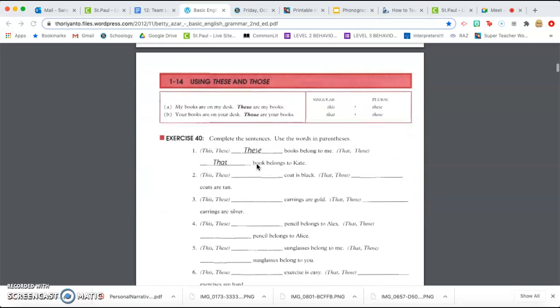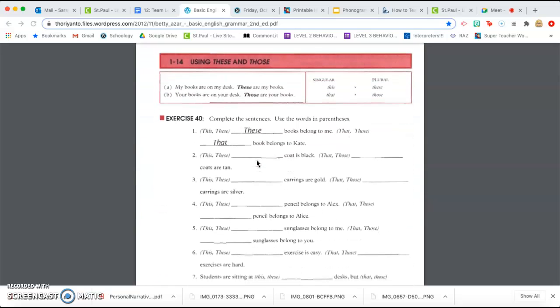Now we're going to add to this using these and those. So we're going to talk today this and that, these and those. These is sort of like the plural of this. My books are on my desk. These are my books. We use these when we're talking about more than one thing. Remember, this is singular. This is my book. These are my books.